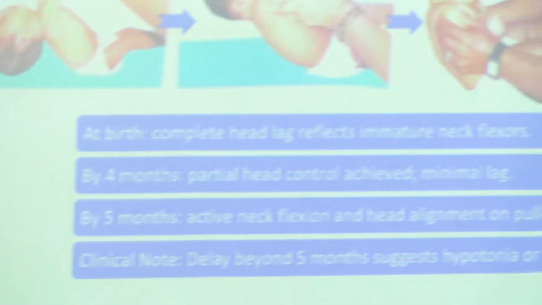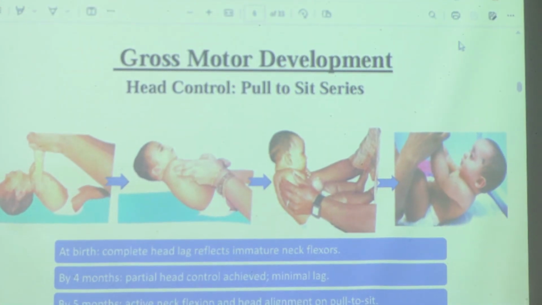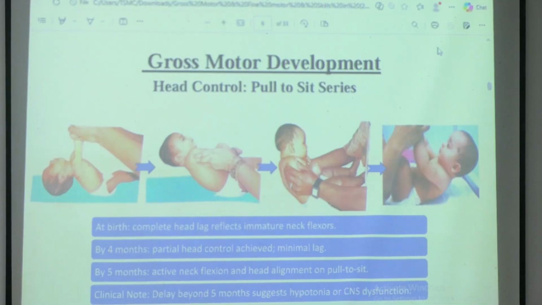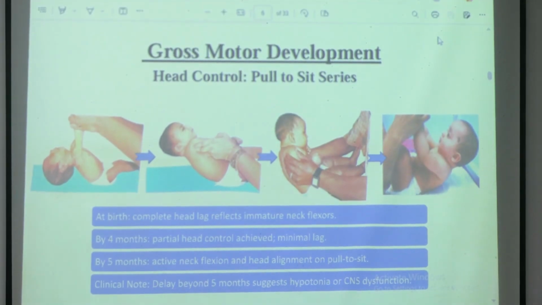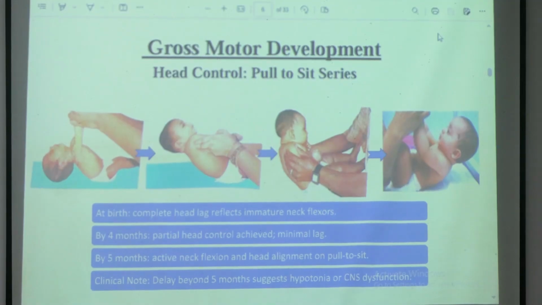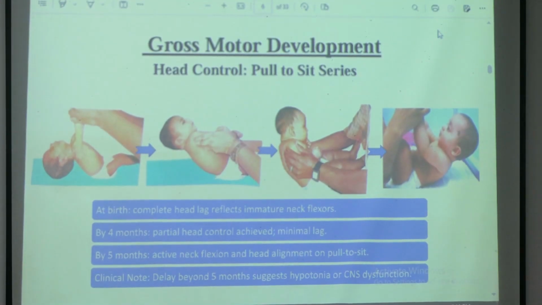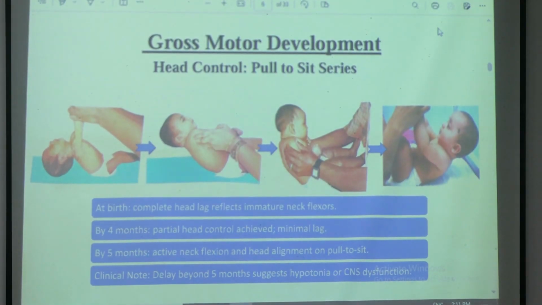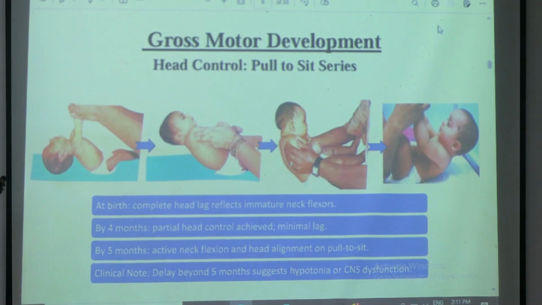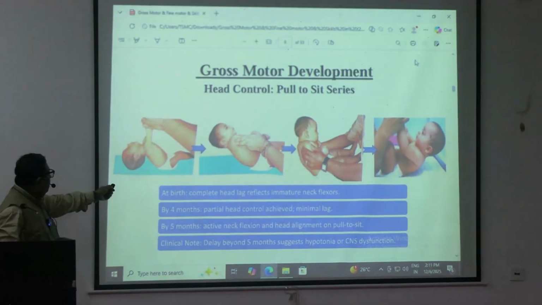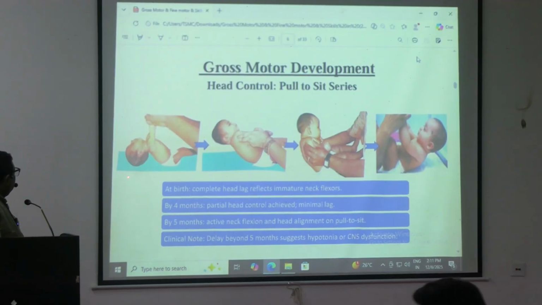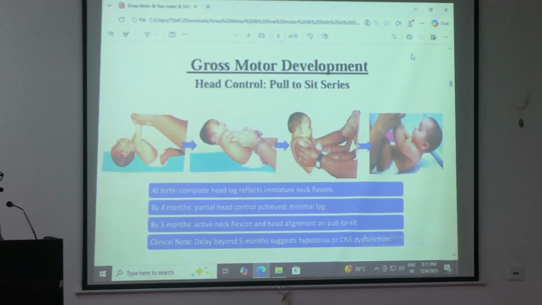Now, gross motor development starts with seeing pulling to sit of the baby. If you hold the baby and try to pull the baby gently, see, at birth up to 8 weeks, if you pull the baby, there is a head lag. That is called head lag. This is head lag. Okay?